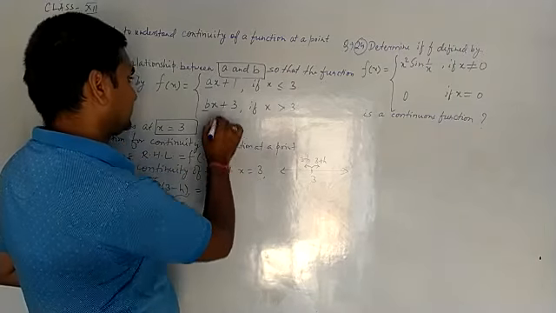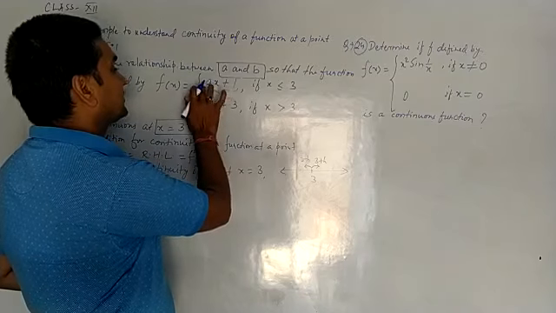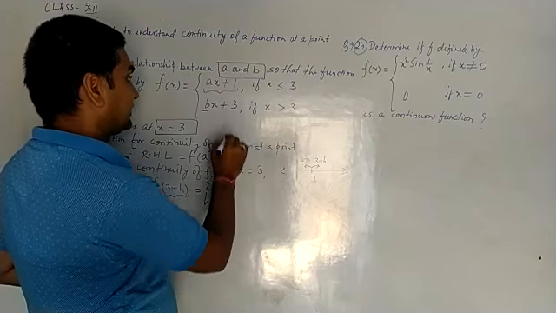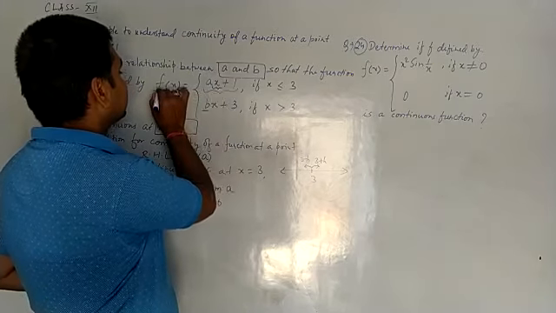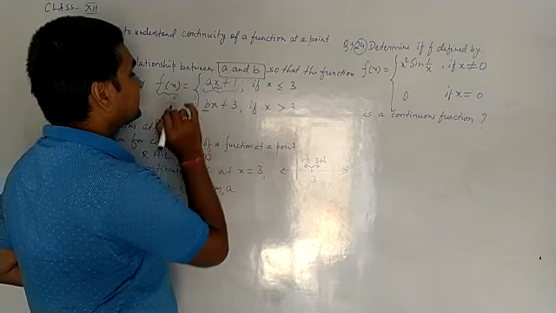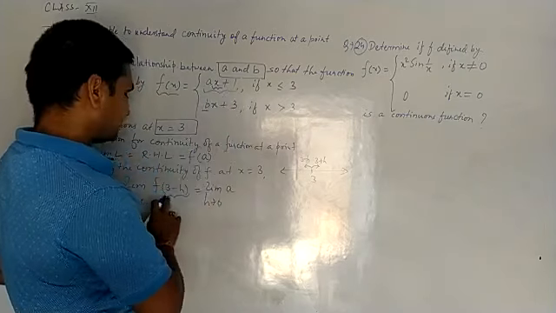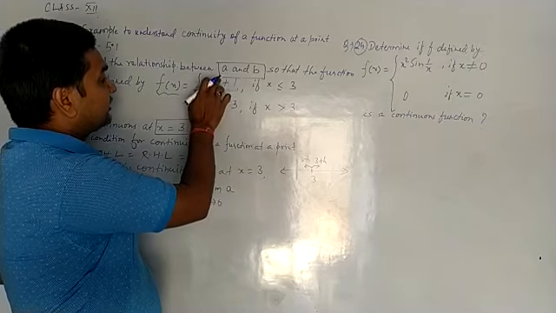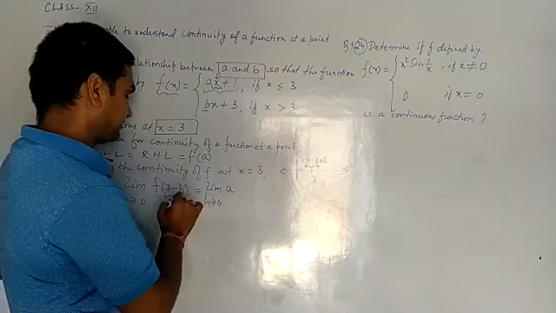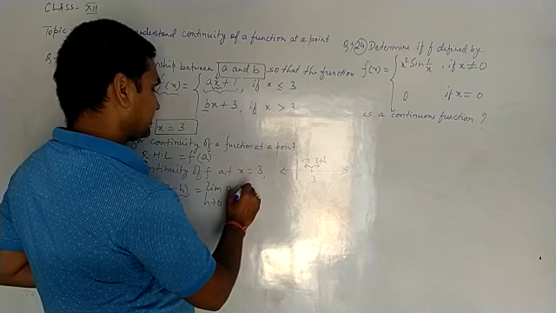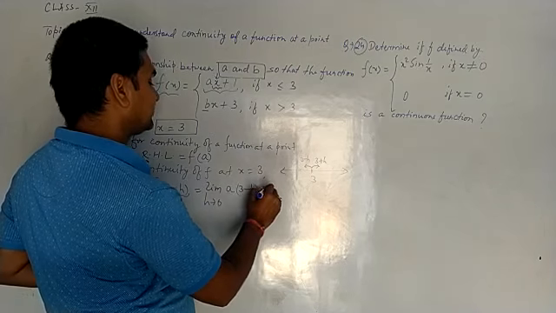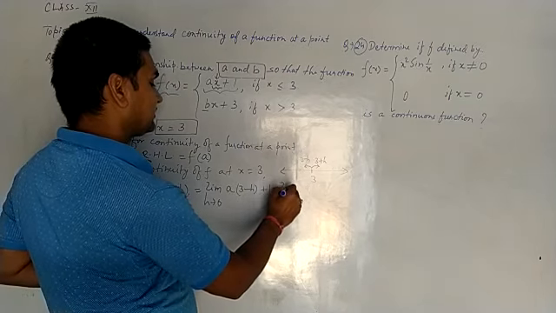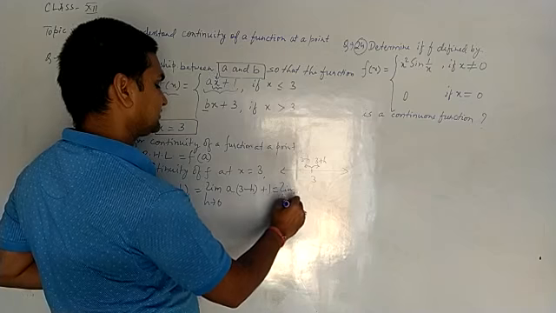So what should be there? This function will be what? It was f(x), so this was ax plus 1. So if we are taking f(3 minus h), what should be there? A will be there. In place of x, what will we put? This 3 minus h. Try to understand. Plus 1. So that will give you the limit h tends to 0.